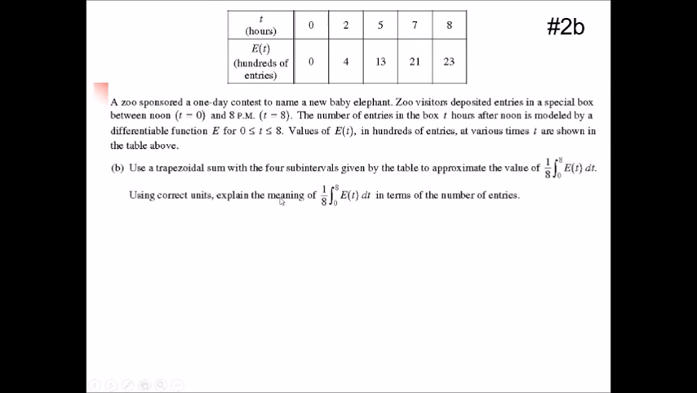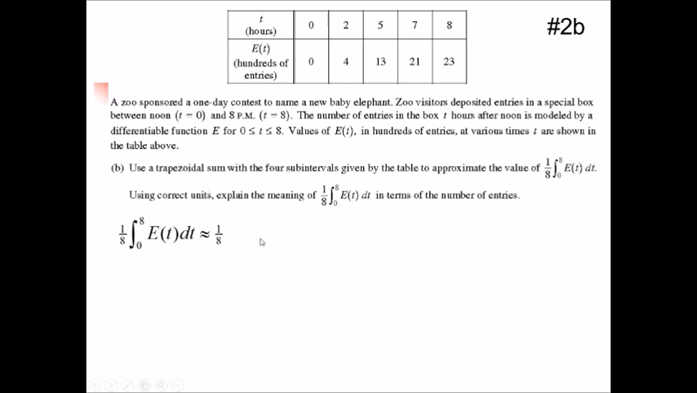For this next part of the problem, they want us to use a trapezoidal sum with 4 subintervals given by the table to approximate 1/8 times the integral from 0 to 8 of E of t dt, and then basically explain what we just did. All right, well, let's deal with the more numerical part of it first. So this is going to be approximately equal to 1/8 times, and now I'm going to open a big old parentheses here. So I'm doing trapezoids.